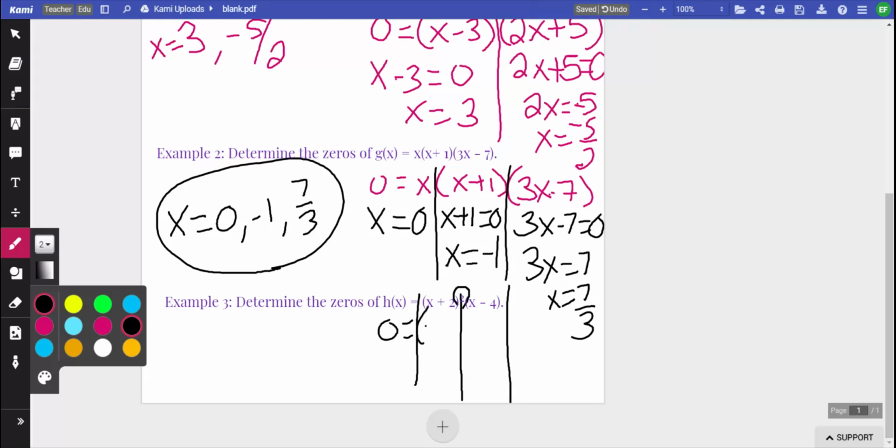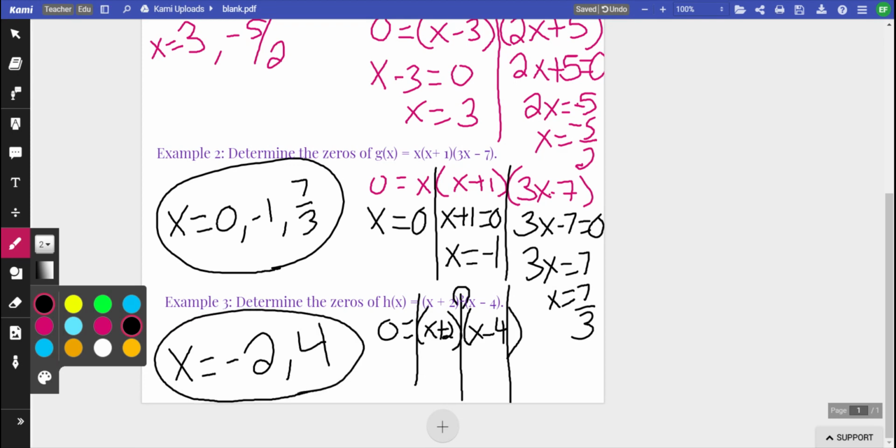We still have the x plus 2 factor and the x minus 4 factor. The fact that there's 2 of the x plus 2's, again, is a totally separate day. What that means, as of right now, is we just care that we're looking at 2 factors. I'm again going to set each one of those factors equal to 0 and solve. These are easy enough, so I'm just going to put in my answers here: my zeros are at x equals -2 and +4.